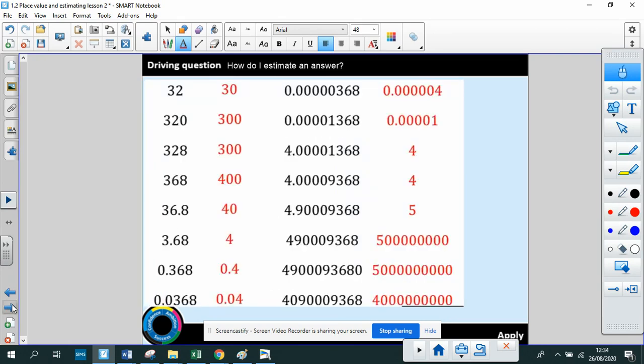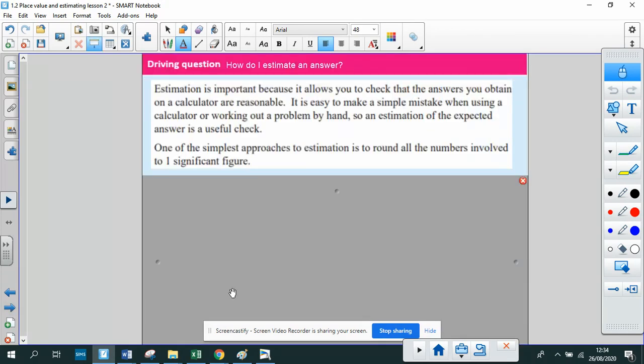Okay, here are the answers. If you're not sure about this, maybe you could go onto Hegarty or onto the internet to revise significant figures further. But you really need to be able to round to one significant figure in order to be able to estimate. Right, I'd like you to read this paragraph here for me.